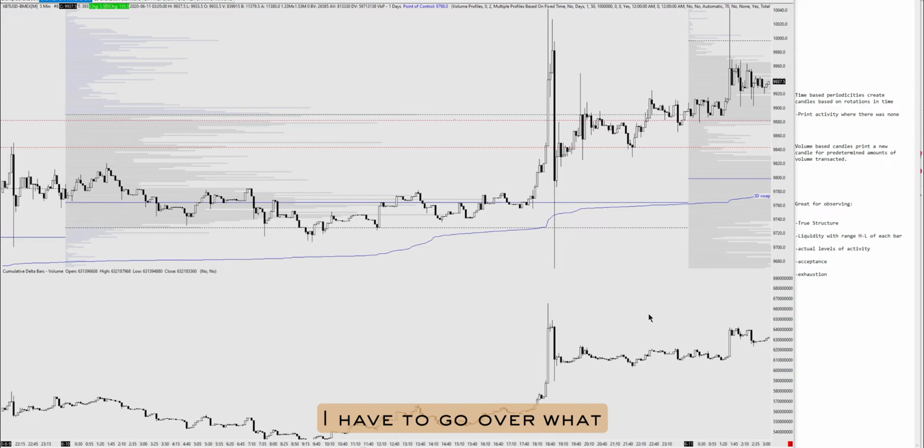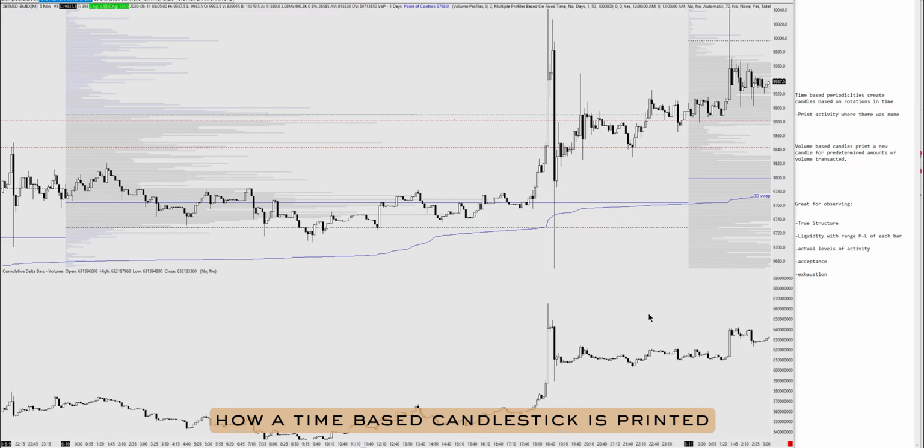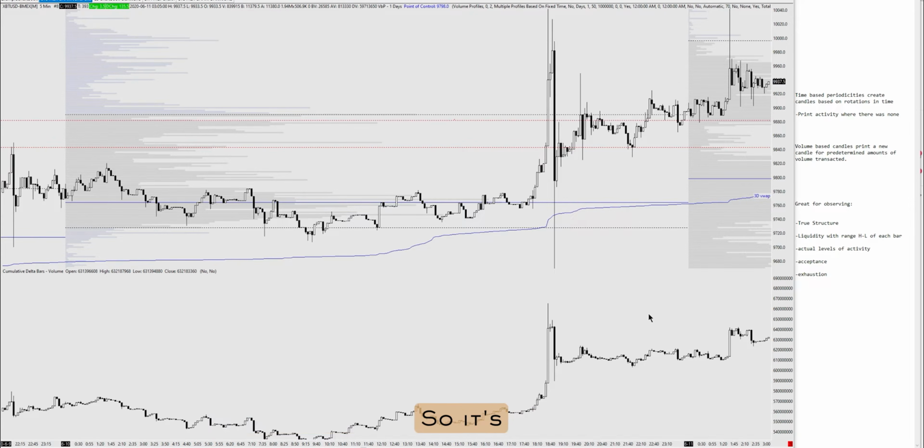I don't feel like I have to go over what that is or how that works. If you're taking an order flow and market profile course, I'm assuming that you understand how a time-based candlestick is printed. So if you're looking at a 5-minute chart, like we are right now, each candle is printed based on 5 minutes in time. Okay. There's nothing that's required in terms of activity. The only requirement to print a candlestick is that time passes.